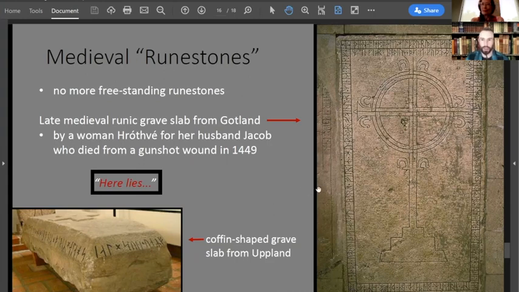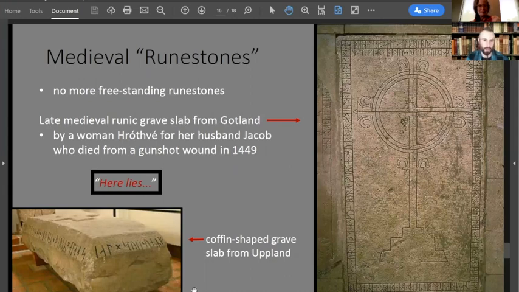The one on the right here is a very late grave slab from Gotland, and it was commissioned by a woman named Hrothve for her husband Jacob, who had died from a gunshot wound in 1449. And it's very rare that we have the exact date of a runic inscription, but here is one of them.